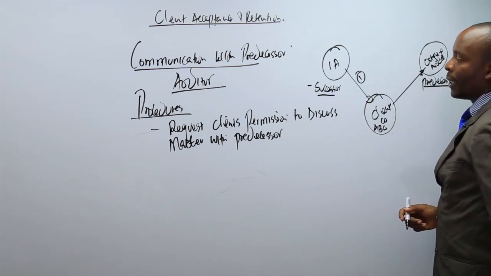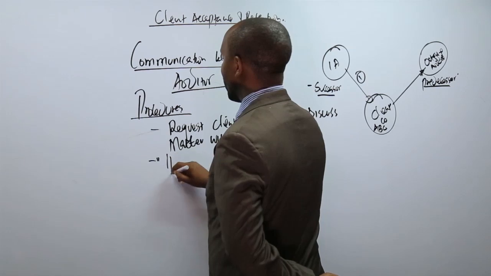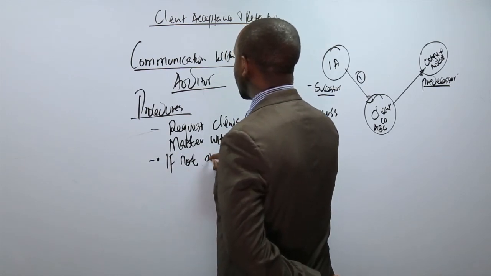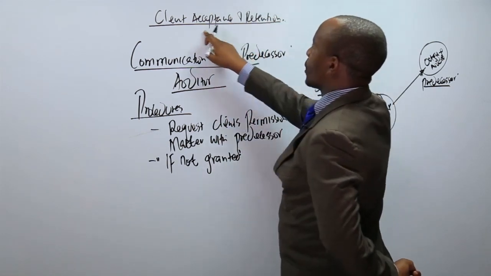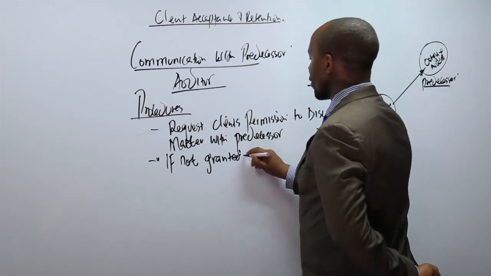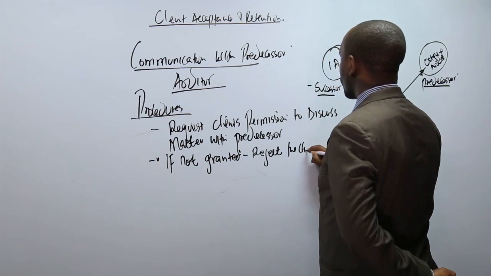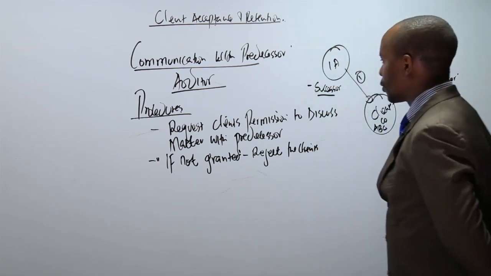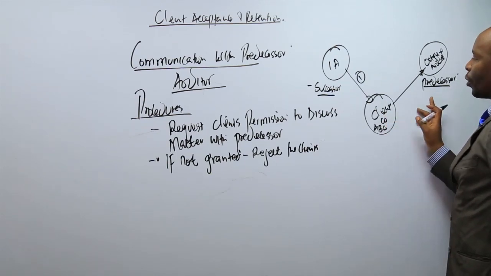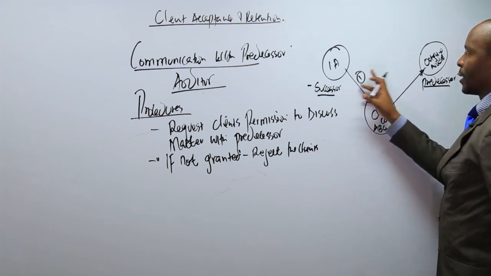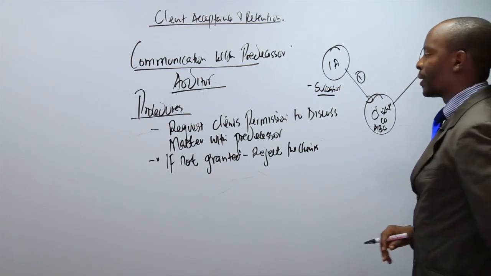the outgoing auditor. If the permission is not granted, then the rules are do not accept that client. Reject the client's offer to audit him. So if you come to the client and you request him, I want some information from the outgoing auditor, but he denies you the permission to discuss with the outgoing auditor or the predecessor auditor, then you're supposed to withdraw from that engagement and you reject that appointment.